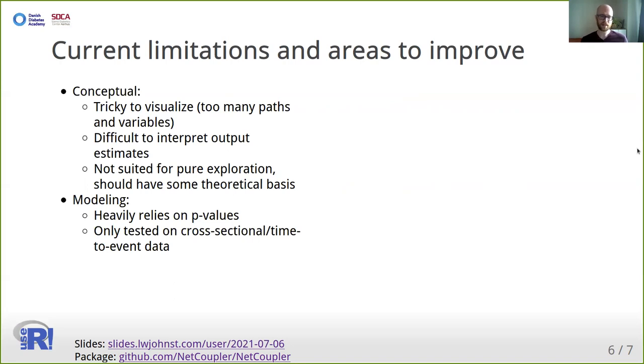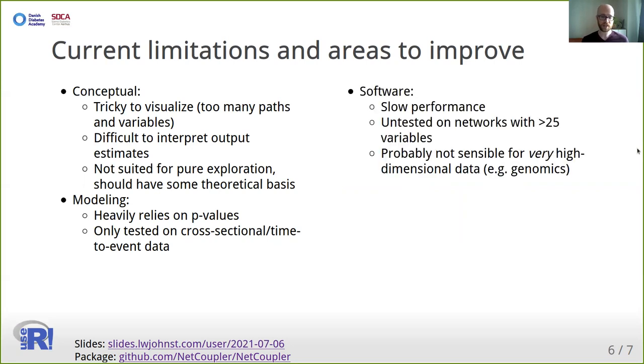The classification threshold also relies heavily on the p-values. So we're working on using different types of thresholds. And we've only tested this on cross-sectional and time-to-event data, so we don't know how it works in other settings. It's also quite slow, so we haven't tested it on networks with larger than 25 variables, and it's probably not suitable for very high-dimensional data.